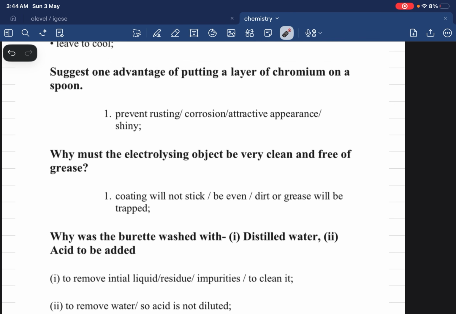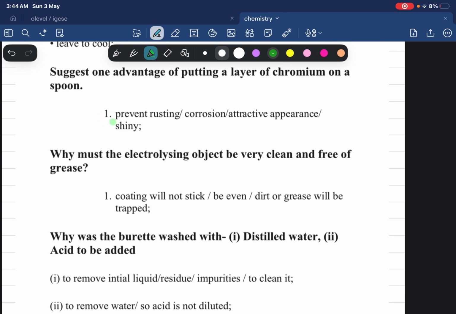Okay. Suggest one advantage of putting a layer of chromium on a spoon. Prevent rusting, corrosion. Why must the electrolyzing object be very clean and free of grease? Coating will not stick evenly. Very good. Because when you're electrolyzing something, you need it to be very clean.